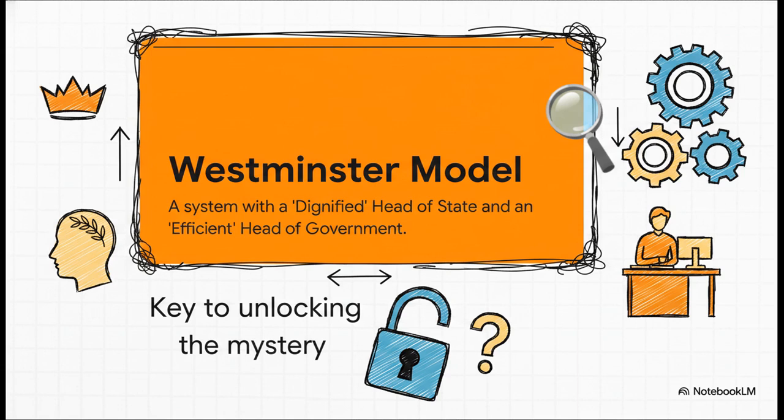The hallmark of this system is that it splits the executive branch right down the middle. It's like a division of labor. You have the dignified executive, the head of state, who holds all the formal constitutional power. And then you have the efficient executive, the head of government, who is actually running the day-to-day operations. This split is absolutely crucial to unlocking our mystery. So let's apply that whole Westminster concept directly to the Indian system.